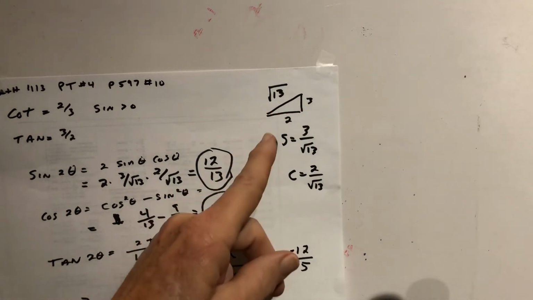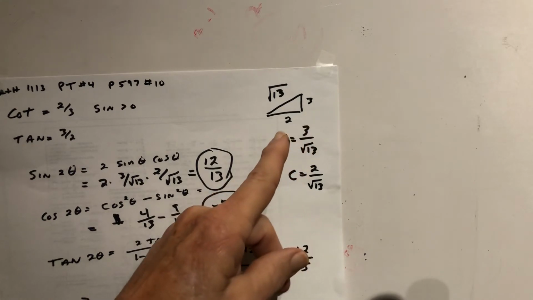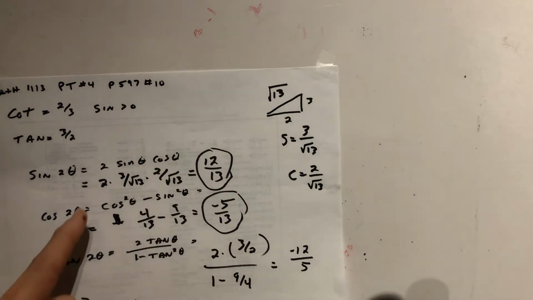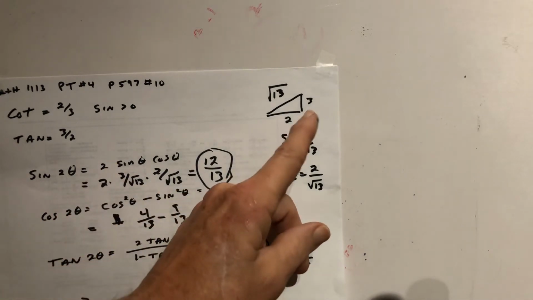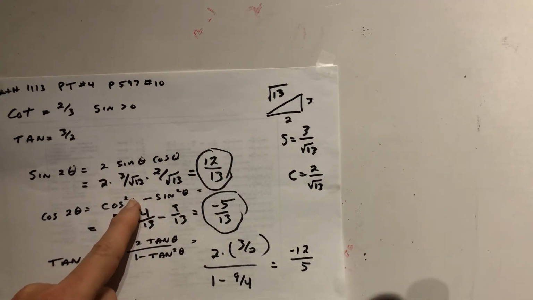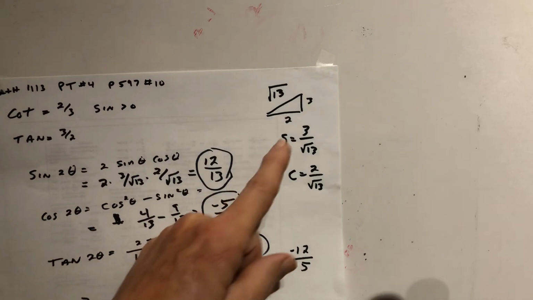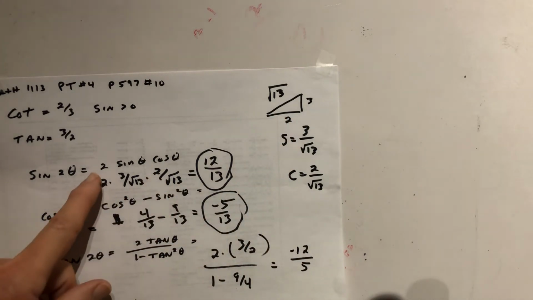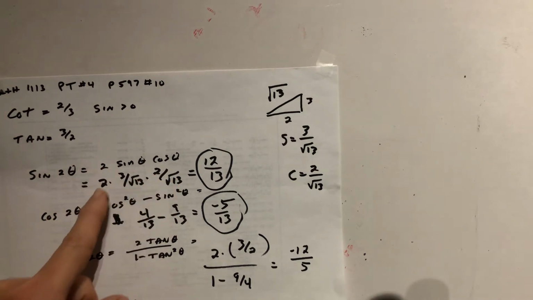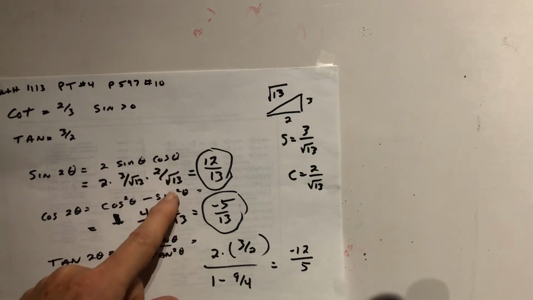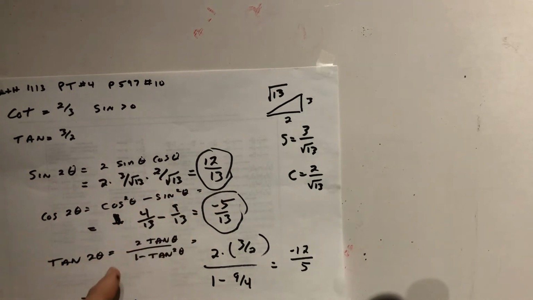And we don't know the hypotenuse, but you can find it: 3 squared is 9, 2 squared is 4, that adds up to 13, so it's root 13. So now we can say the sine is opposite over hypotenuse, 3/√13, and the cosine is adjacent over hypotenuse, 2/√13. So you have 2 times 3 times 2, that's 12. Root 13 times root 13 is just 13. That's your first answer.